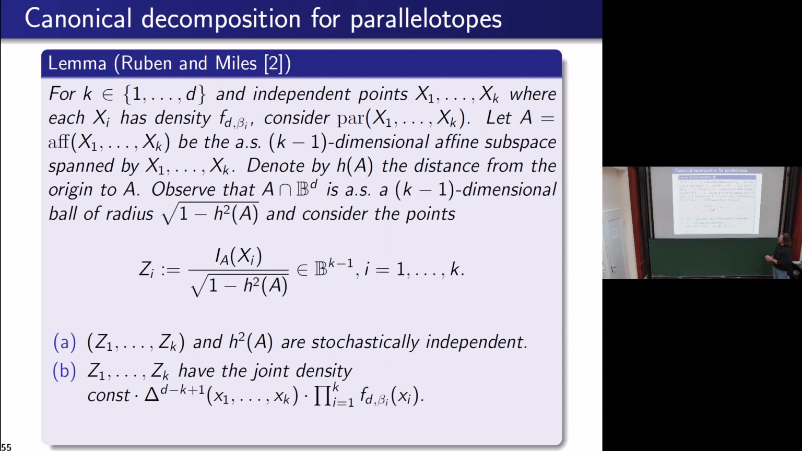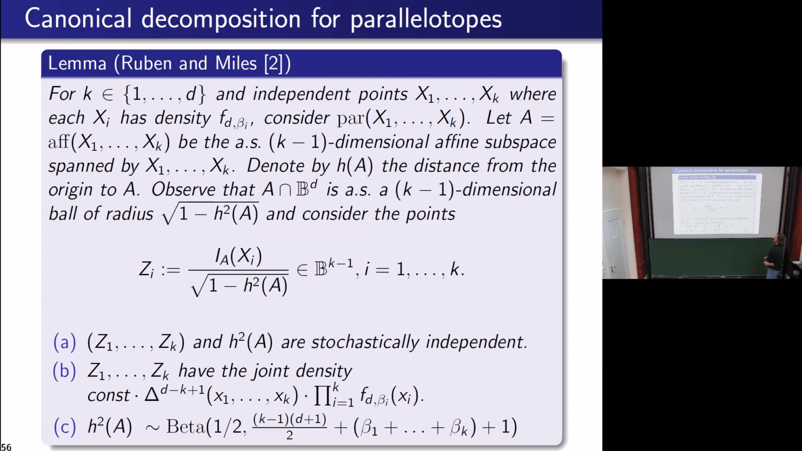Second of all, we actually get the joint density of these points, and it seems to be a product of the original beta densities, but with an additional weight. That is just the volume of the simplex spanned by these points to some power. And why this turns up, we will see on the next slide, but first of all, the second to last statement is that we also get the distribution of the distance to the subspace, which is, again, one-dimensional beta, relying on the dimension of the points.